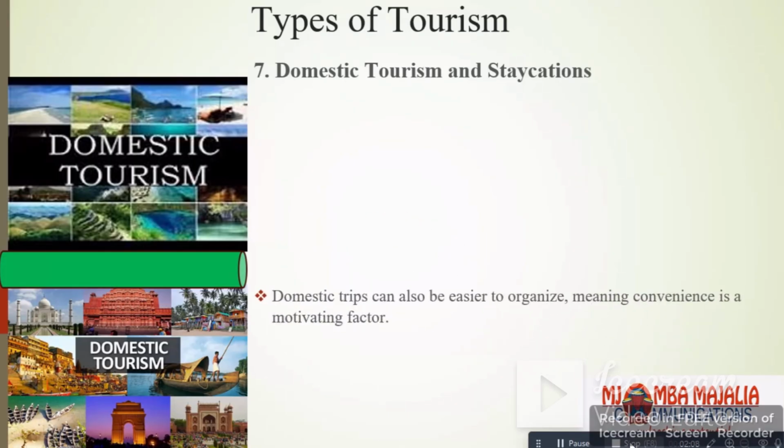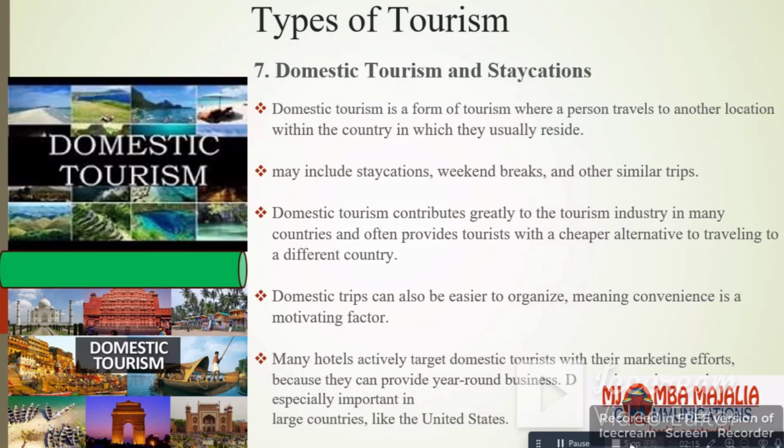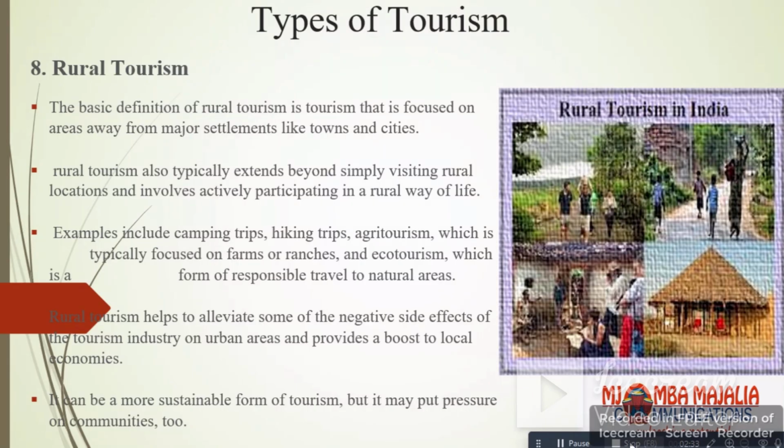Domestic tourism, staycations. This can be easier to organize, meaning convenience is a motivating factor. And what form of tourism is this? Where a person travels to another location within the country in which they usually reside. This is domestic tourism, that's what we're doing. They may include staycations, weekend breaks, and other similar trips. Rural tourism, basic definition of rural tourism is tourism that is focused on areas away from major settlements like towns and cities. So you really go to the bundus, you go to the village, you go where maybe there's no tapped water, there's no electricity, you just want to get away from the cities.